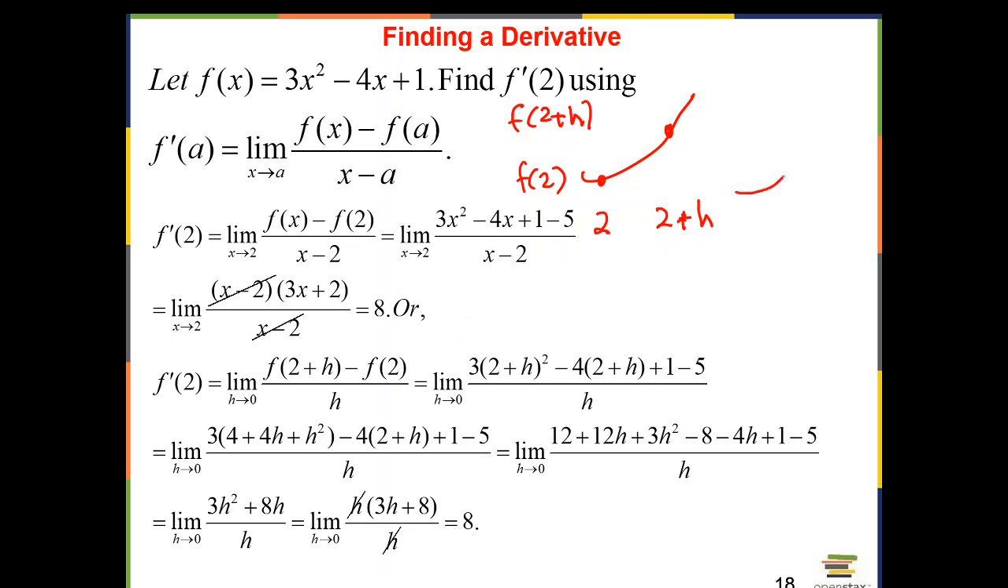If you want to use the other setup, you have to call this a 2, and you have to call this x. So that would be f of 2, and that would be f of x. And again, you set up that limit right here. You substitute what we have, and then do it by factoring. All right?